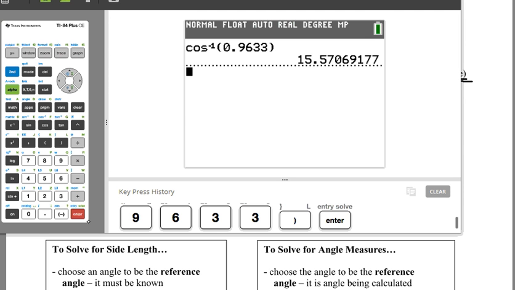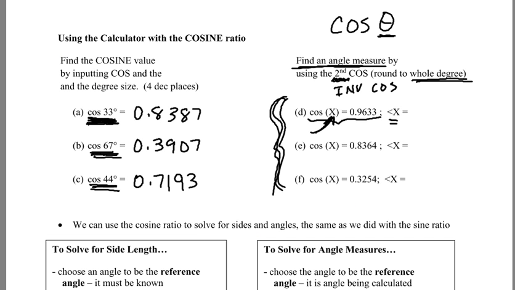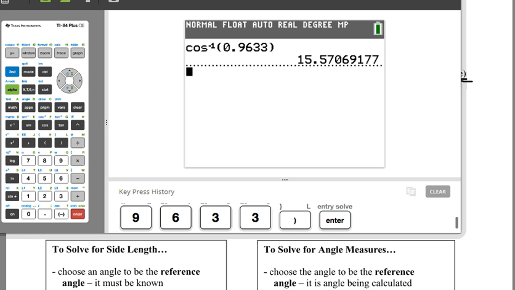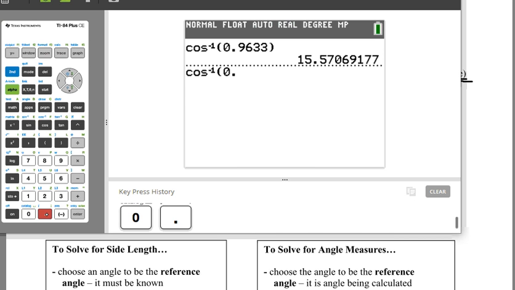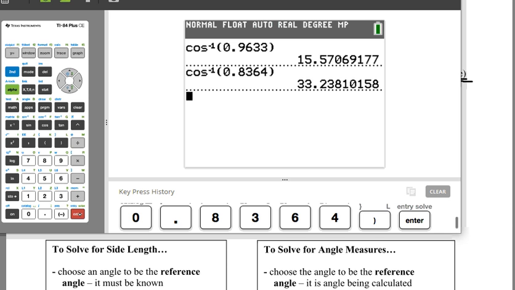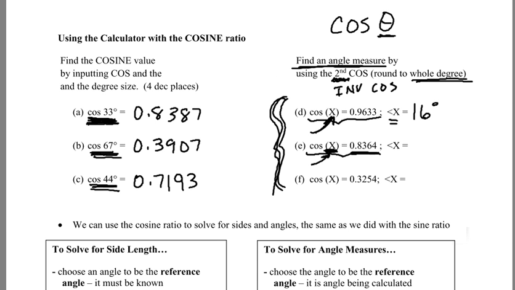The next one is cosine x equals decimal 8364. So again, the first one worked out to be 16 degrees, but this time we want the reference angle. And to find an angle, we second function or inverse the decimal value. So go back to our calculator, second function cosine, show that it's the inverse, decimal 8364, close your bracket, 33.2 is a 33-degree angle. And there we go. And the last one, inverse cosine, because we're finding the angle, decimal 3254 is a 71-degree angle.